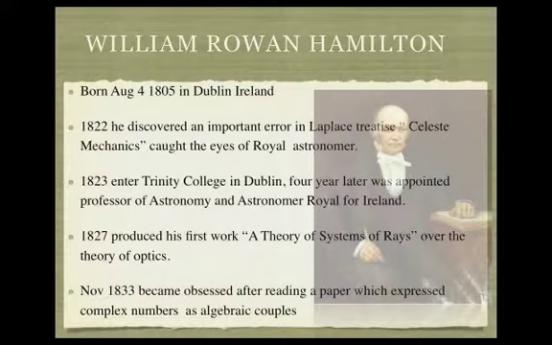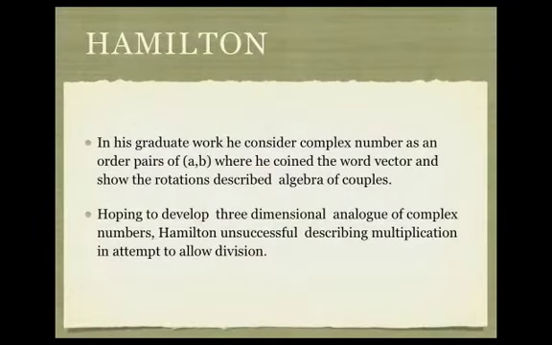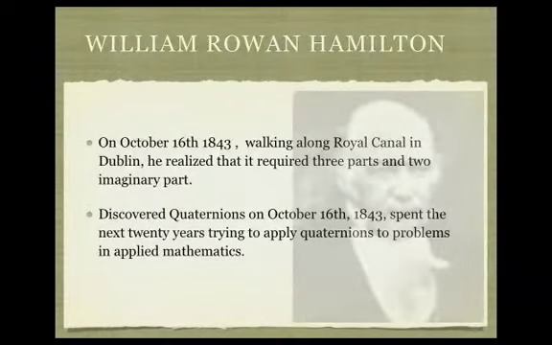In 1833, after reading a paper about complex numbers, he became very obsessed with algebraic couplets. Hamilton's graduate work consisted of a complex number in the form a plus bi, and of vectors, a term which he coined. The rotation was discovered through the algebraic couplets. Still obsessed, he hoped to develop a three-dimensional algebraic complex number. Hamilton was unsuccessful because he couldn't figure out how to multiply or allow division, and he spent seven years trying to figure it out.